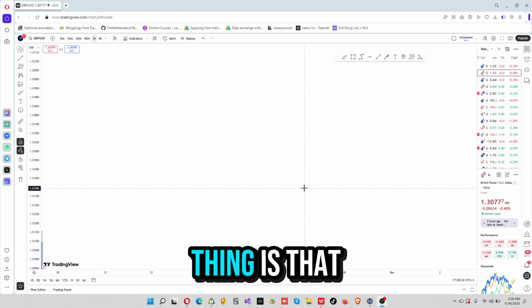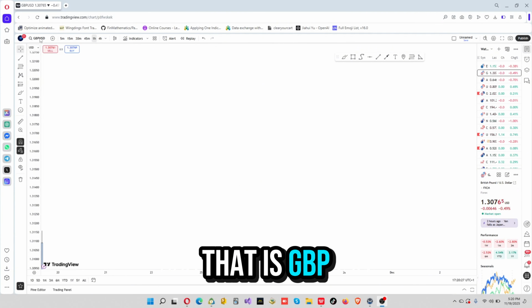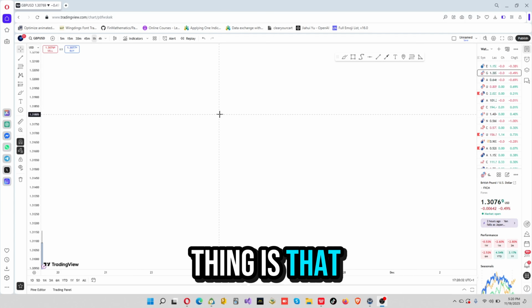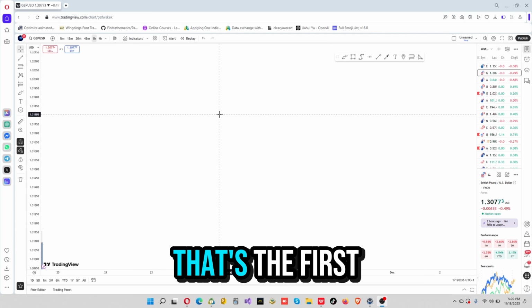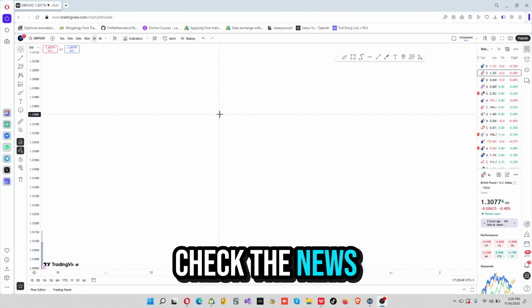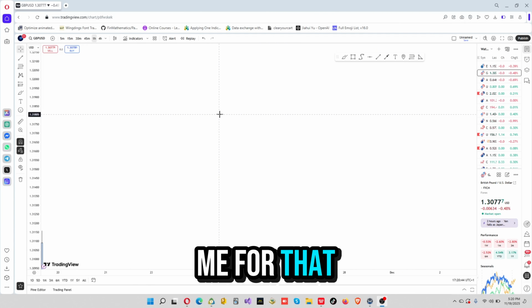So the first thing is that I trade only one pair, and that is GBP USD. I only trade one pair. And then another thing is that I don't play with my fundamentals. That's the first thing I do before I enter a trade. I go to Forex Factory, I check the news, and I try to understand the news and see how it would affect me for that trading day.